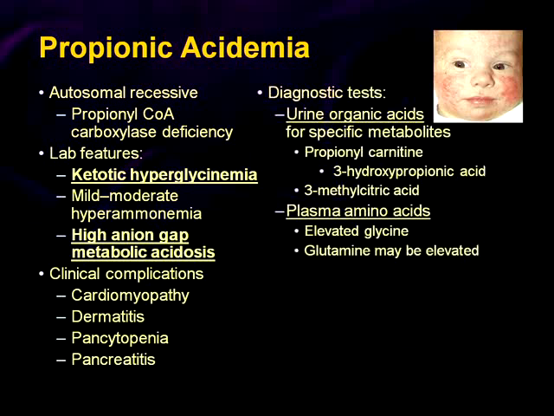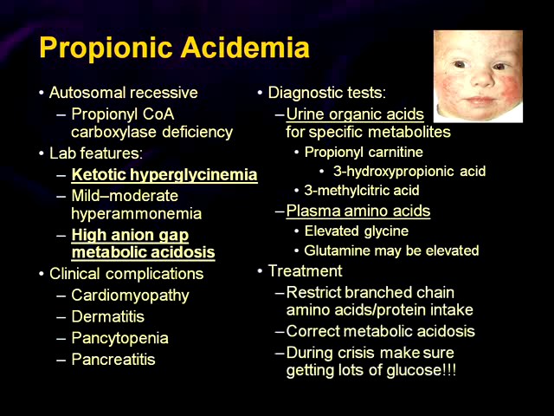Diagnostic tests include urine organic acids for the specific metabolites, looking for propionylcarnitine, 3-hydroxypropionic acid, and 3-methylcitric acid. On the plasma amino acids, you'll see elevated glycine, and your glutamine may also be elevated. So you want to restrict your branched-chain amino acids and your overall protein intake, correct your metabolic acidosis, and during crisis, make sure you're getting lots of glucose. What you're trying to do with all of these is shut down catabolism. Okay? Sugar never hurt anybody. You can always push more sugar while you're waiting to try to figure out what's going on.